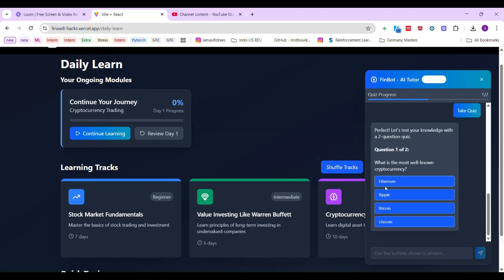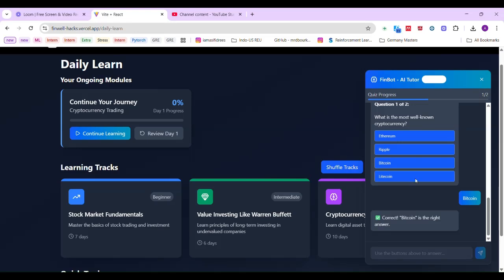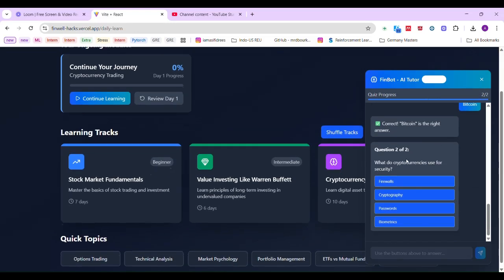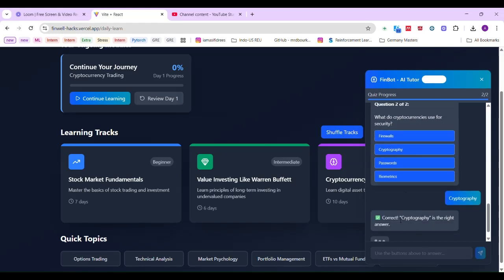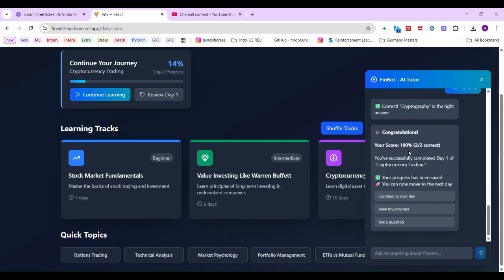It will ask me what is the most well-known cryptocurrency. I can choose Bitcoin. Okay, correct, Bitcoin is the right answer. It asks what cryptocurrencies use for security: cryptography, biometrics, passwords. We can use cryptography, that is the correct answer. I have basically passed the day 1 challenge. I can now move on to day 2.